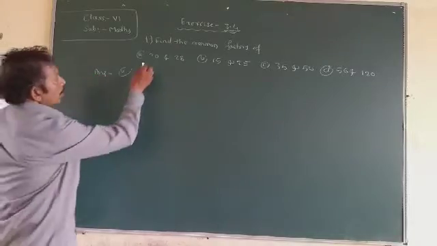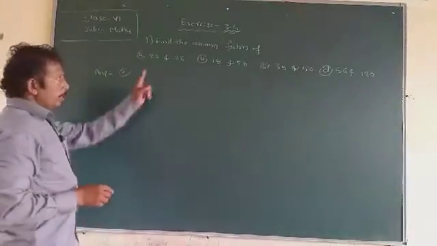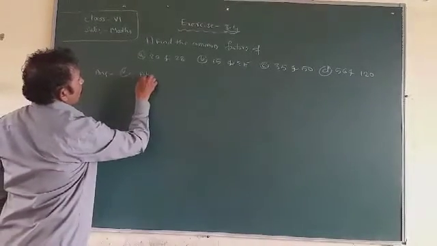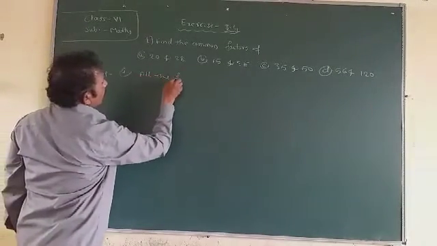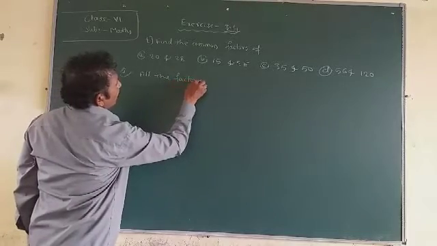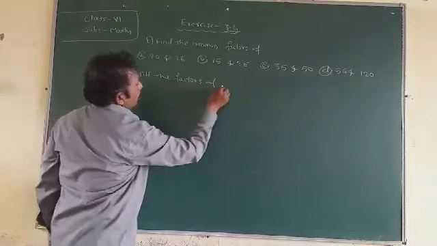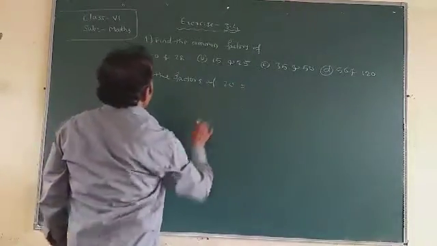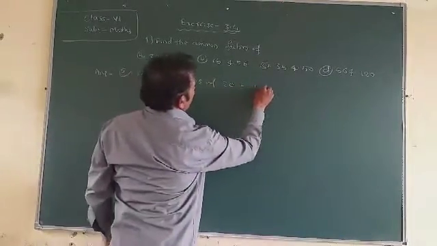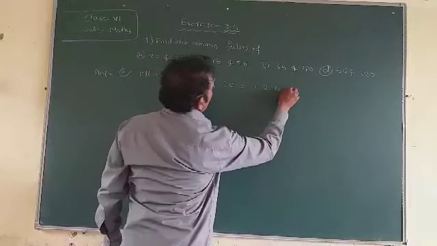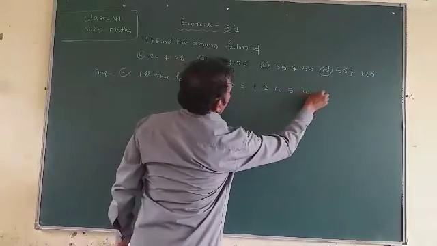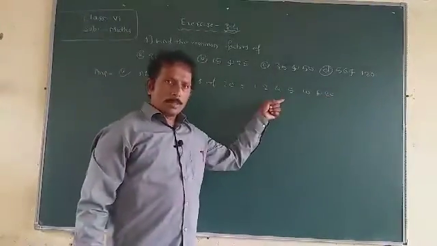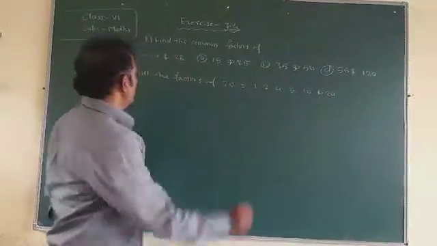Answer. First take the number 20. Write all the factors of 20. All the factors of 20 is equals to 1, 2, 4, 5, 10 and 20. All these are the factors of 20.